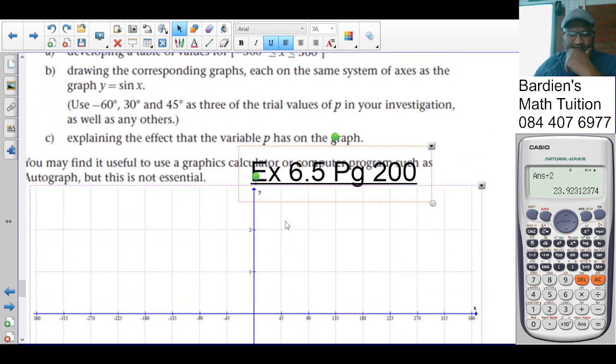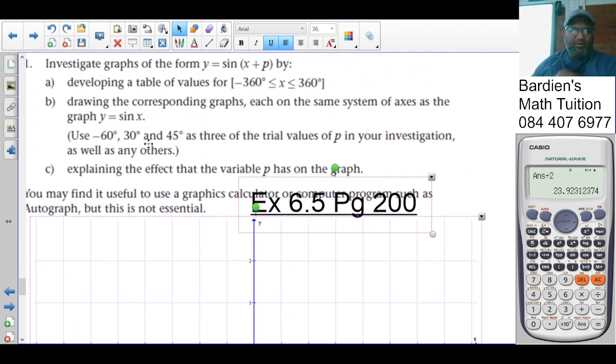Keep this diagram there. So what do you think will happen to the 30 degrees? Shift 30 degrees to the left. If it was minus 30 degrees, 30 degrees to the right. What if it was 45 degrees? To the left, 45 degrees. If it was minus 45, to the right. And this is on the sine, cos and the tan graph. Okay. You can make a note here.